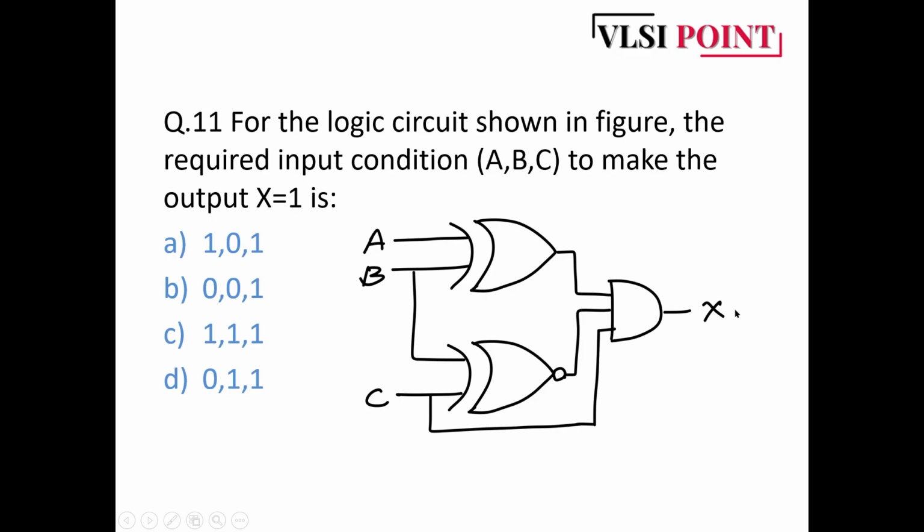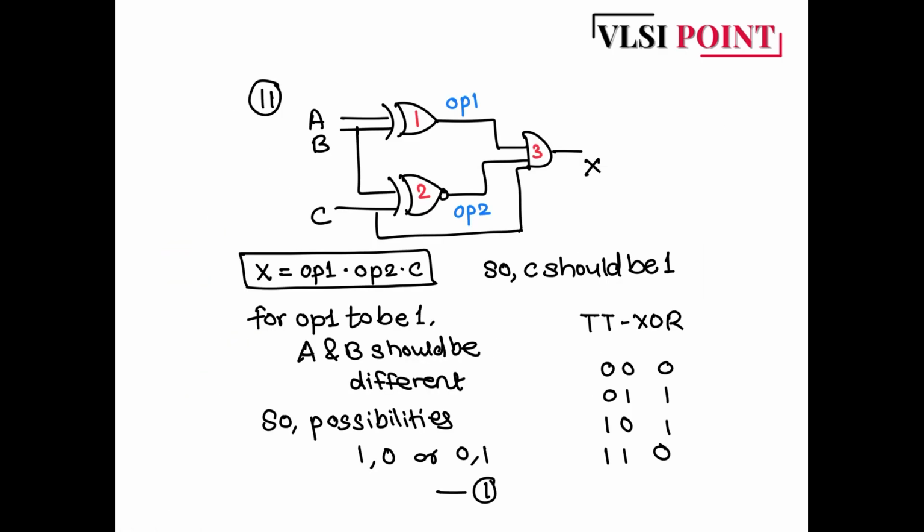Okay, so which of the combinations is giving output 1, that we have to find out. Let's solve this question. As usual, I am just nomenclating these particular gates as 1, 2 and 3. So X is here a 3-input AND gate, and the output of the 3-input AND gate is nothing but OP1 into OP2 into C. C is directly connected from here.